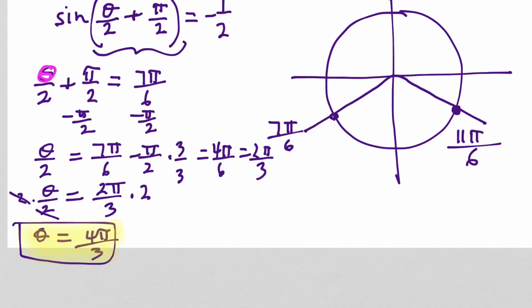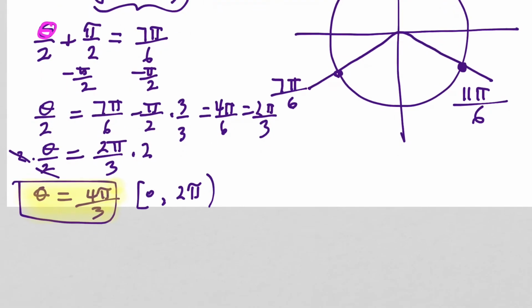So 4 pi over 3 is definitely less than 2 pi. It's between 0 and 2 pi, because 4/3 is 1 1/3. Okay, so that one works.